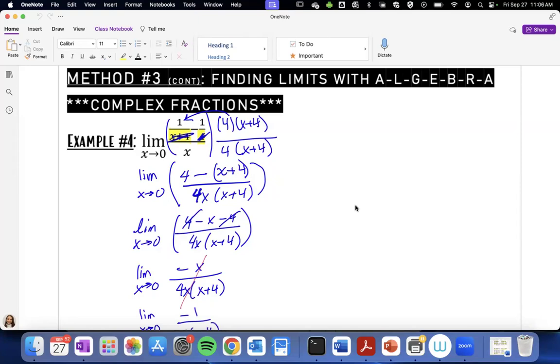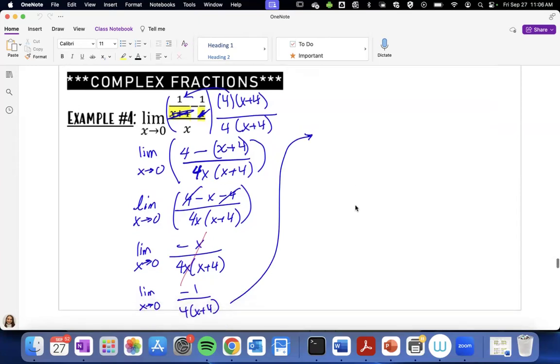Certainly. Plug it in. The limit goes away now, right? Because you are actively plugging in the limit. So it's going to be negative 1 over 4 times 0 plus 4. It's negative 1 over 4 times 4, which is negative 1/16. Okay.